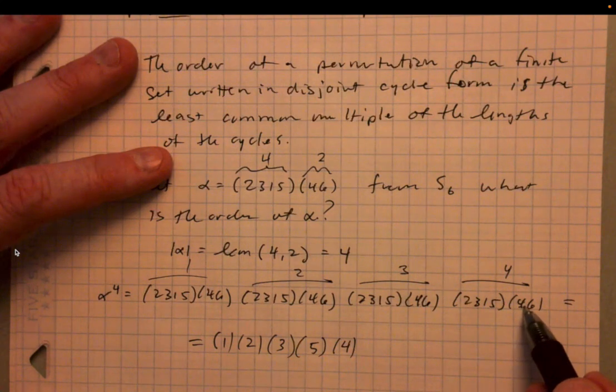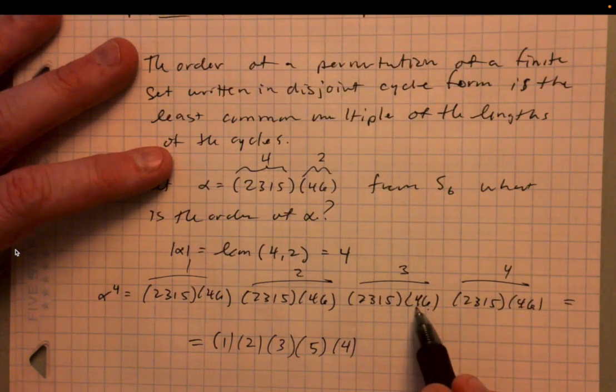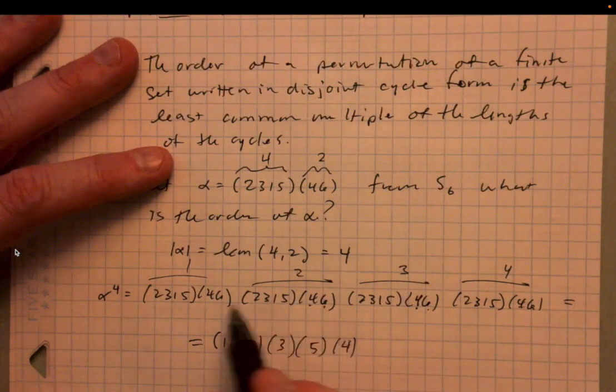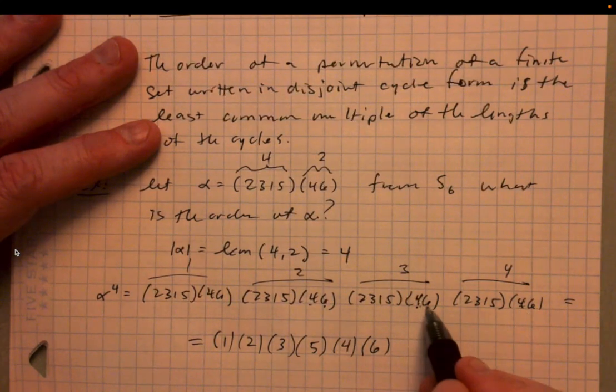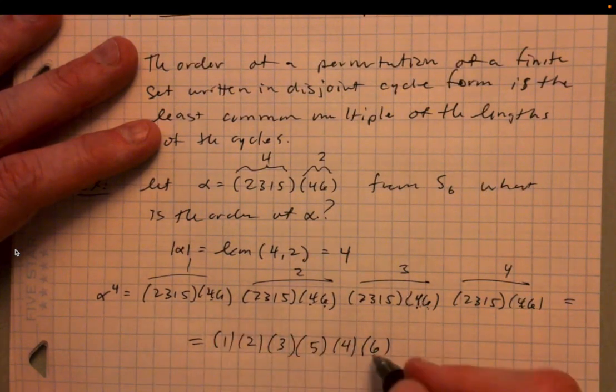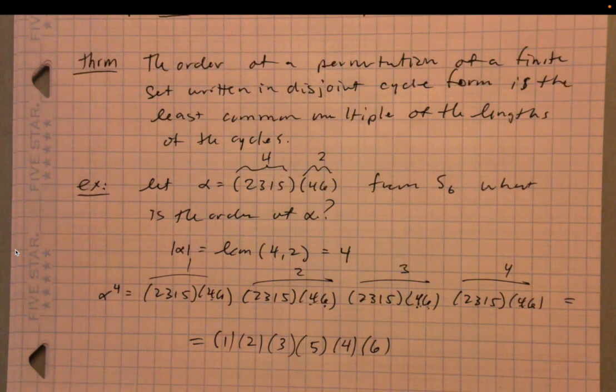Well, 4 goes to 6, 6 goes to 4, 4 goes to 6, 6 goes to 4. So it fixes it. What about 6? 6 goes to 4, 4 goes to 6, 6 goes to 4, 4 goes to 6. So it fixes it. Okay, so the identity here is, it's obvious that this is going to work, right?